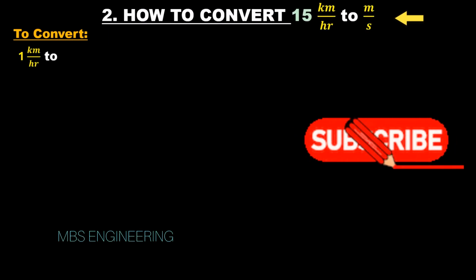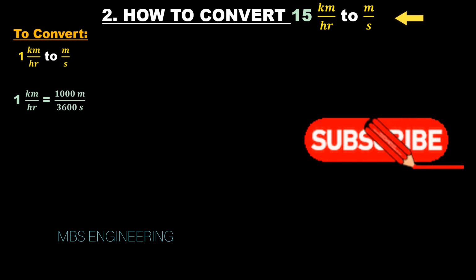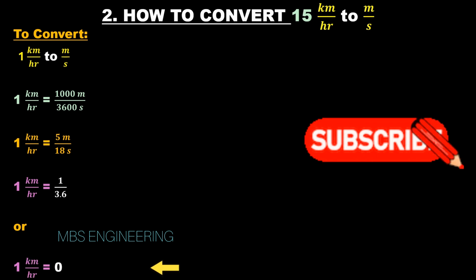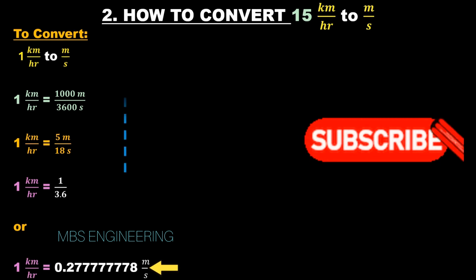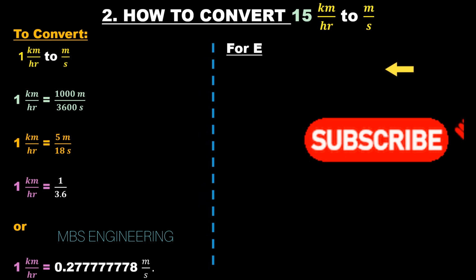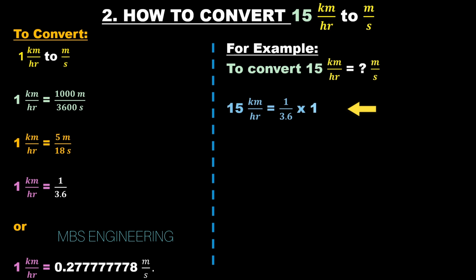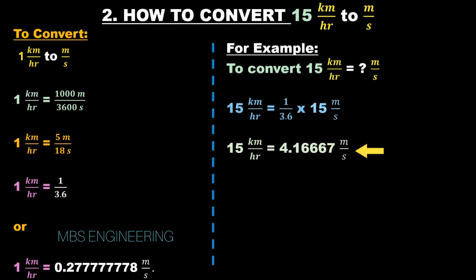Next, we will learn and understand how to convert 15 kilometers per hour to meters per second. Next, as per the previous slide explanations, 1 kilometer per hour is equal to 1 divided by 3.6, or 0.277777778 meters per second. Next, we will understand a sample example, converting 15 kilometers per hour to meters per second. Next, 1 kilometer per hour is equal to 1 divided by 3.6. Therefore, 15 kilometers per hour is equal to 1 divided by 3.6, multiplied by 15. Therefore, 15 kilometers per hour is equal to 4.16667 meters per second.